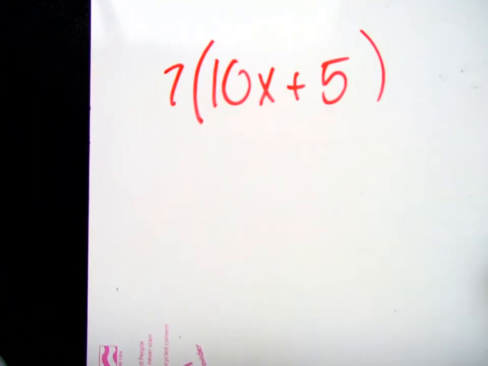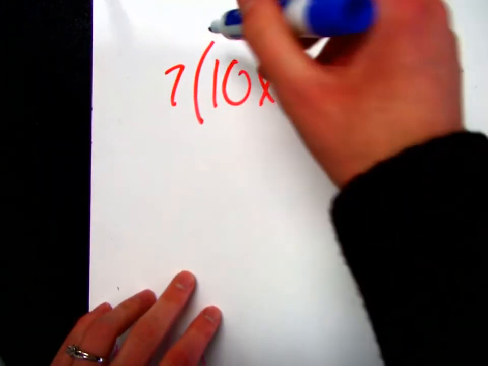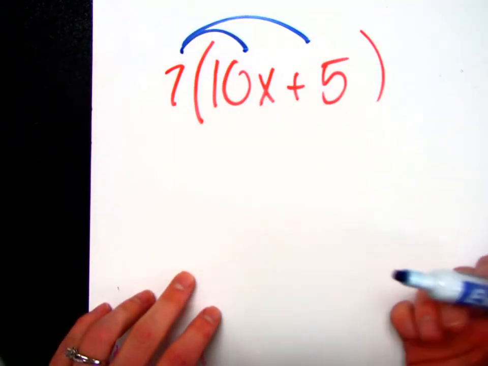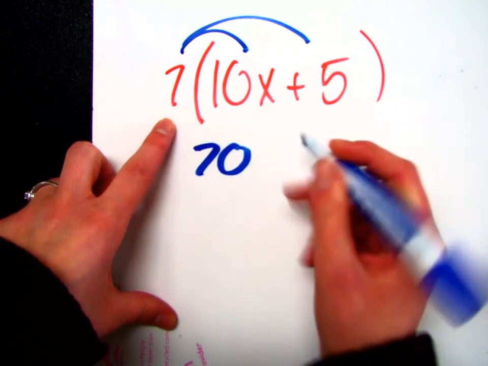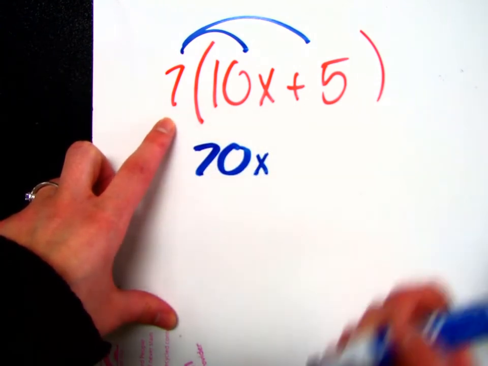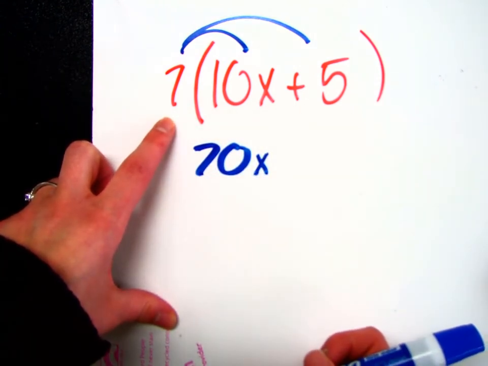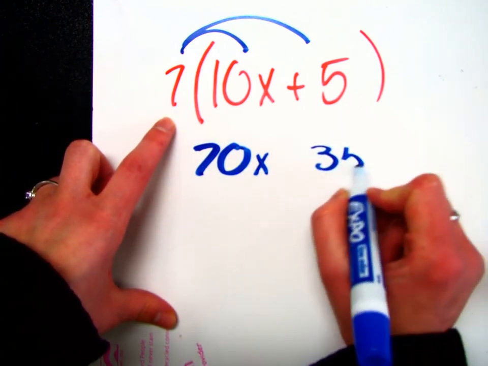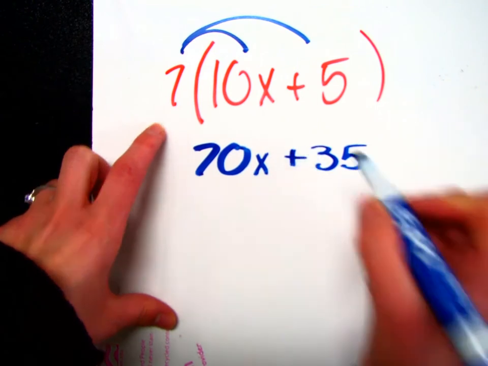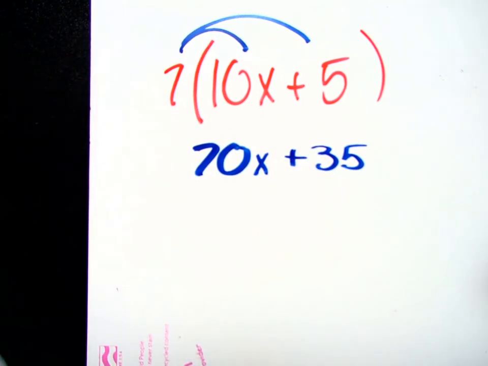This is 7 times (10x + 5), so I'm just going to multiply to both things inside. 7 times 10 is 70. The letter part's easy. It's like a little label. You just drop it down behind your answer, and then 7 times 5 is 35, and because it's a positive 35, we just put a plus sign in front of it.